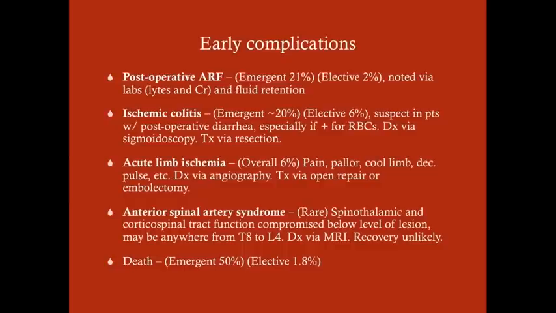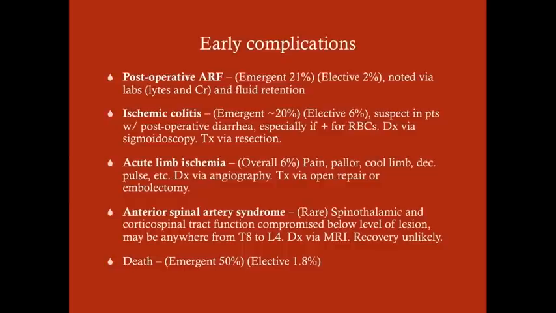So that's a really big place to look for ischemic colitis. We're going to suspect ischemic colitis in patients who have postoperative diarrhea. Why? Because the ischemic colon is not going to be able to absorb water, and it's also going to be bleeding. So postoperative diarrhea, positive for red blood cells, you should suspect ischemic colitis. You're going to work that up by doing a sigmoidoscopy, going up into the sigmoid colon and probably also up to the splenic flexure, and then you'll treat this via resection.